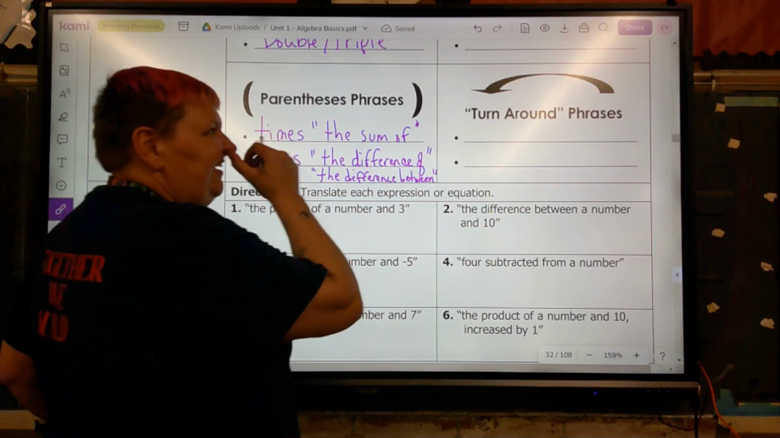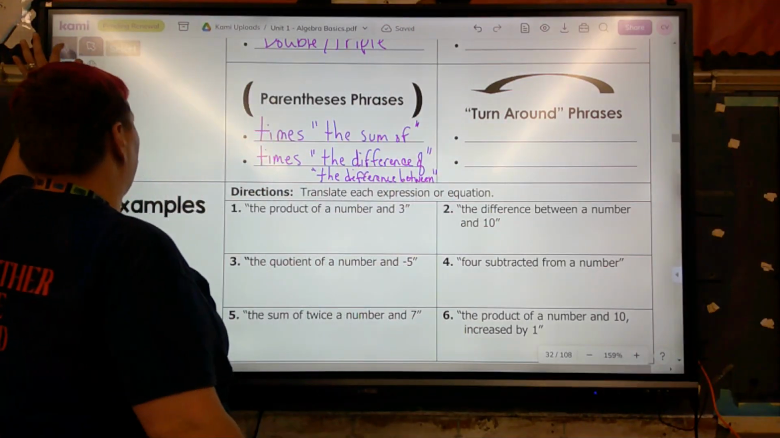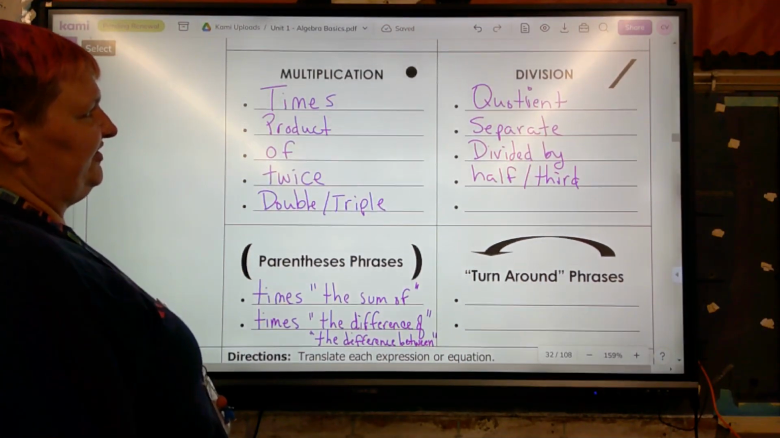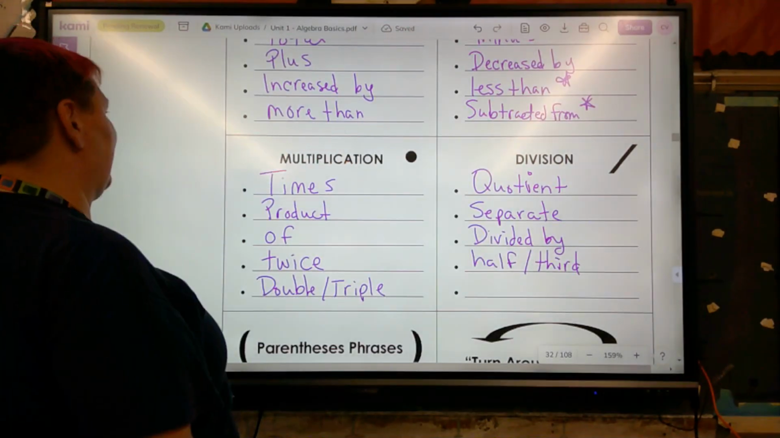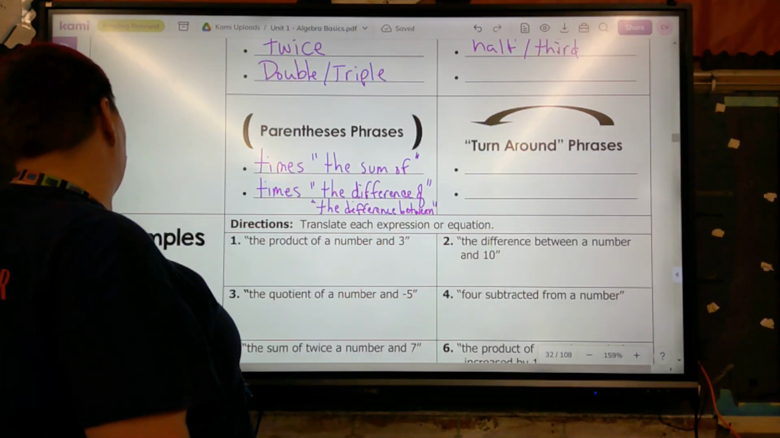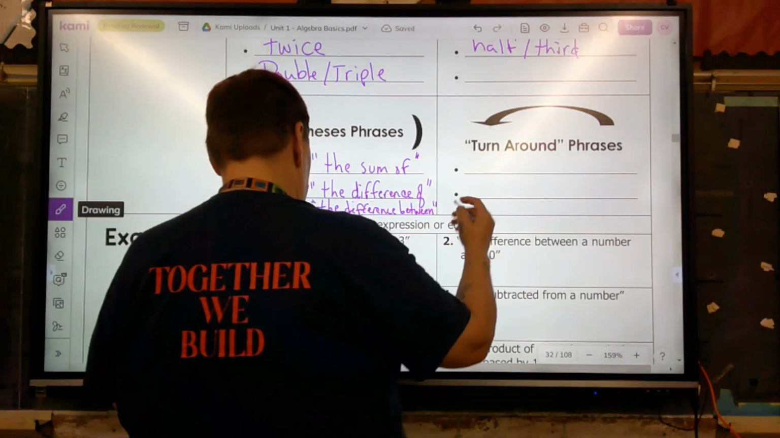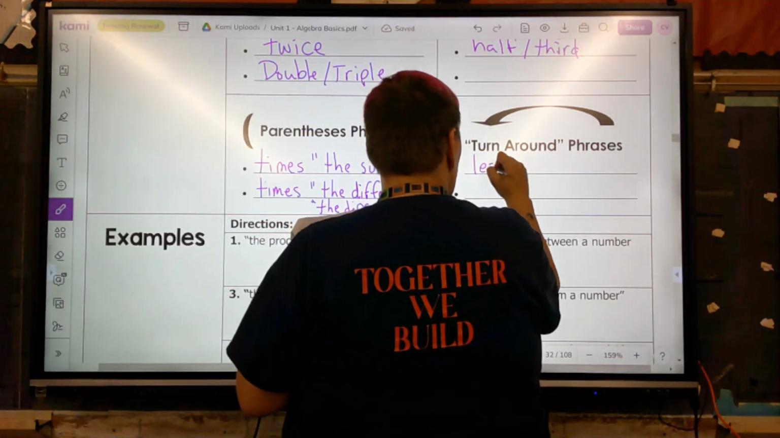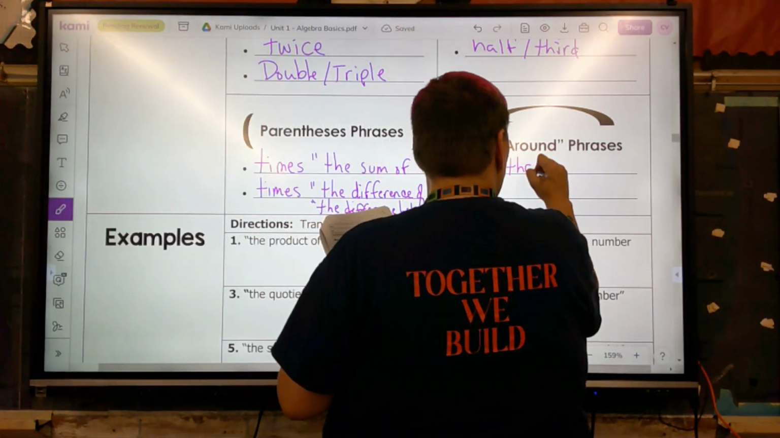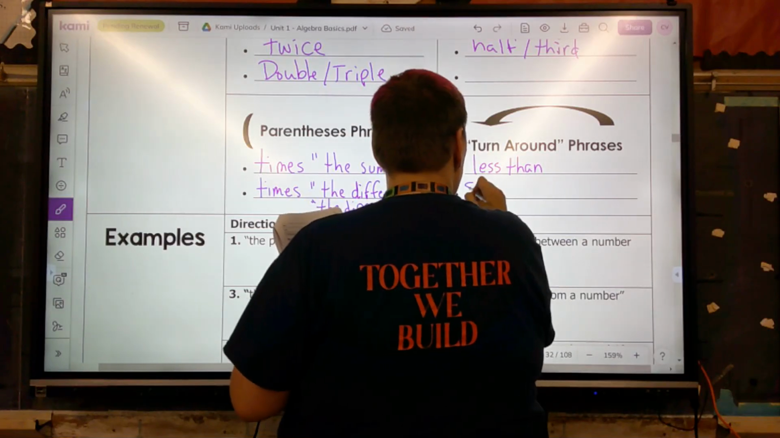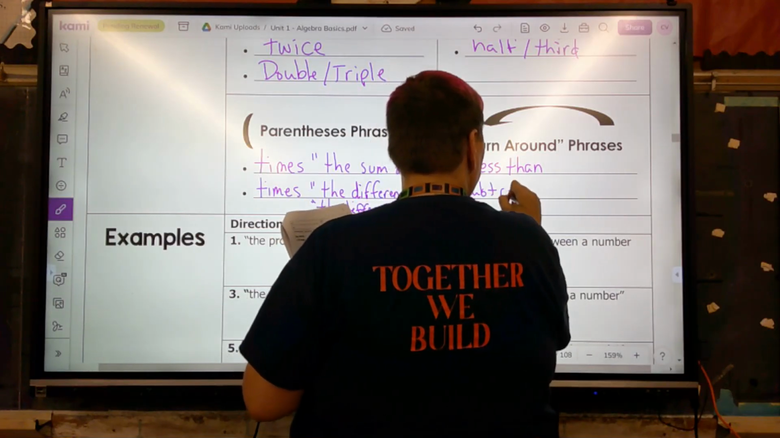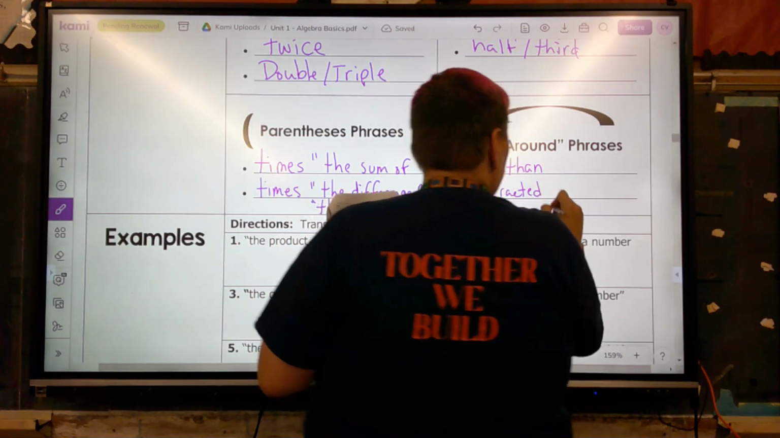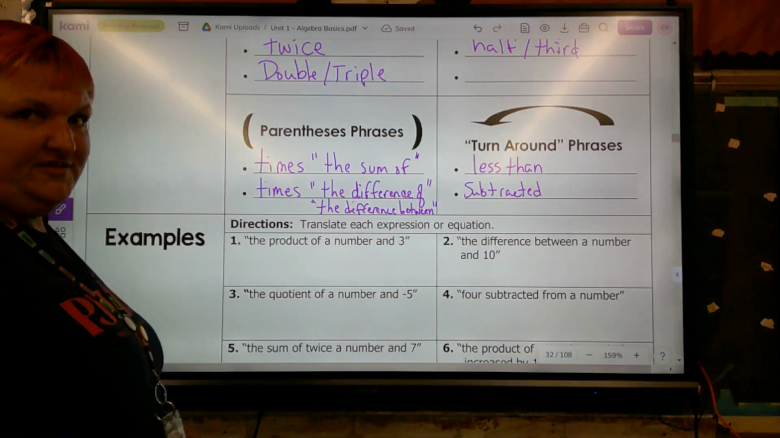All right? And then the 2 stars we put up there are our turnaround phrases. Less than and subtracted from. Those are our turnaround phrases. And I'll explain what that means. If you see less than or subtracted from, you're actually going to change the order of the expression.